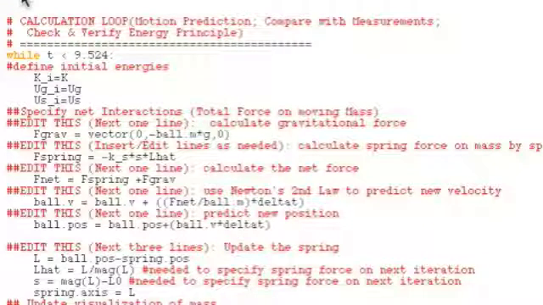Next, we must input the values of the kinetic energy, the gravitational potential energy, and the spring potential energy. We can just input these by using the known equations of kinetic energy equals 1/2 mv squared, gravitational potential energy equals mgh, and spring potential energy equals 1/2 kx squared.